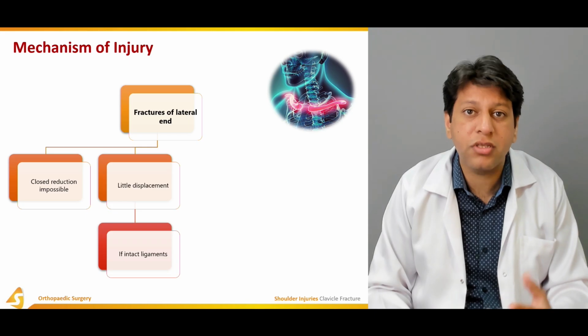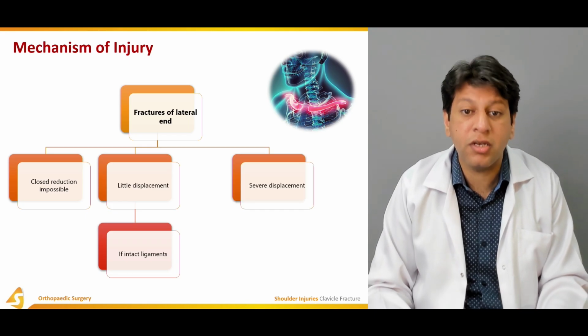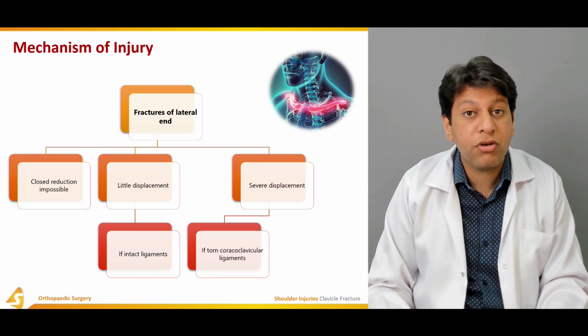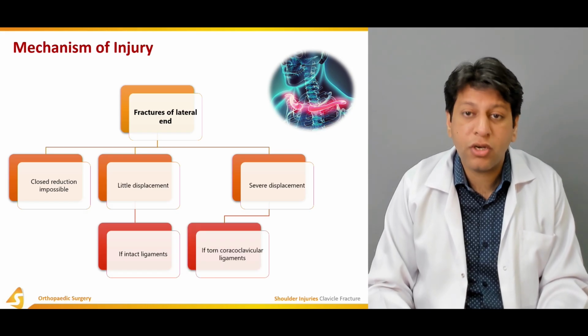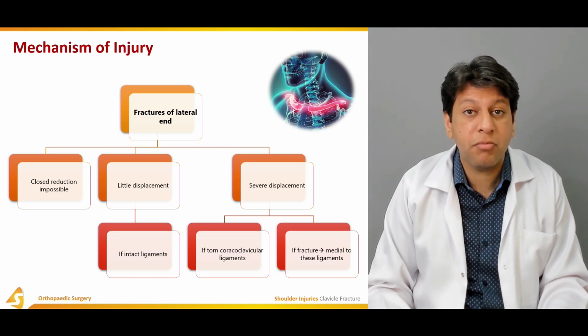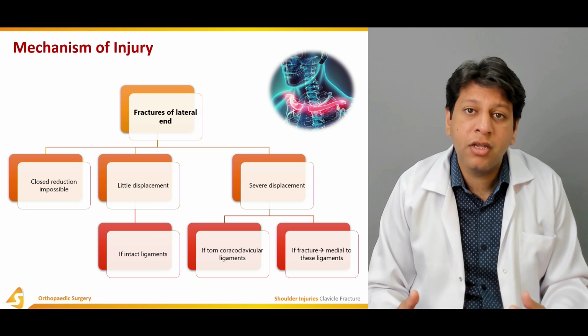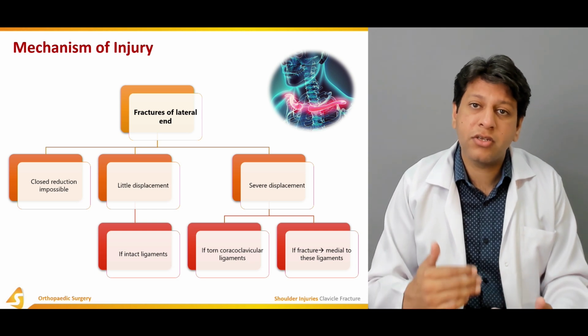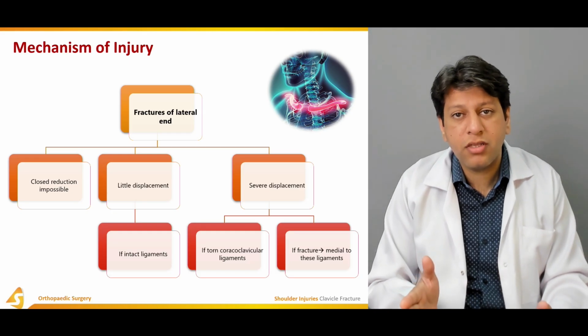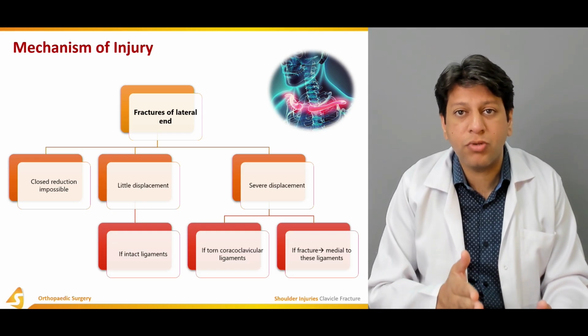If one of them is torn, there will definitely be displacement as well. Sometimes this could be a severe displacement due to torn acromioclavicular ligaments, that is, the trapezoid and conoid torn. If the fracture is medial to these ligaments, now there's a problem over here as well. Sometimes what happens is that they are not torn, but the fracture is actually medial to where these ligaments are attached on the distal 1/3.